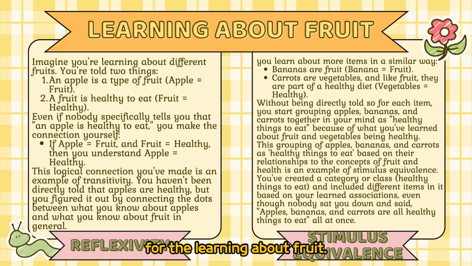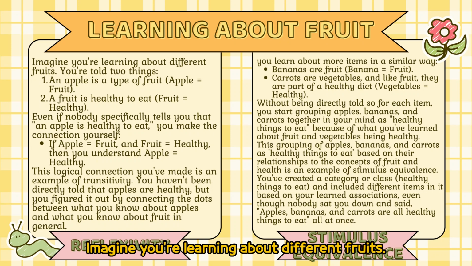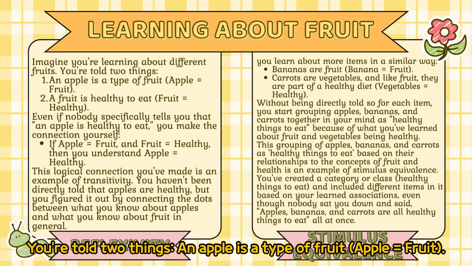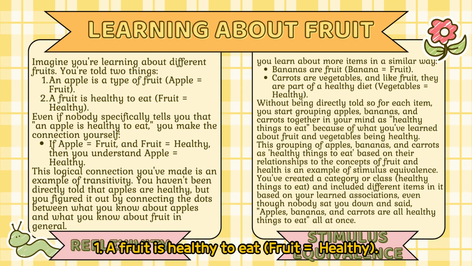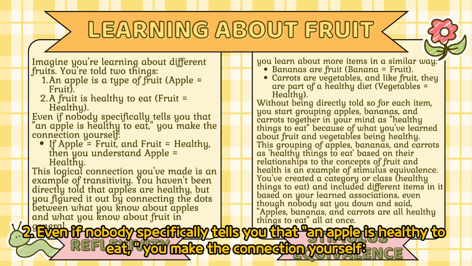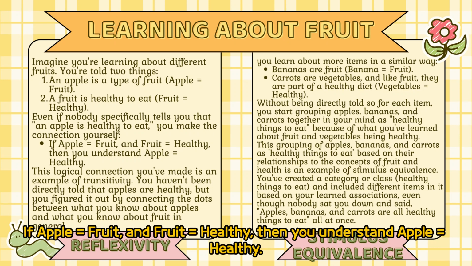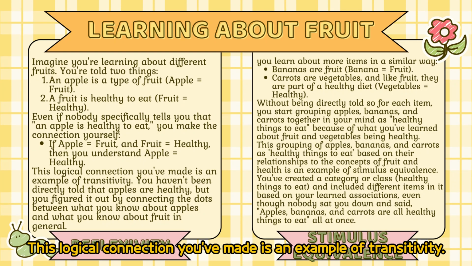For the learning about fruit, imagine you're learning about different fruits. You're told two things: 1. An apple is a type of fruit, apple equals fruit. 2. A fruit is healthy to eat, fruit equals healthy. Even if nobody specifically tells you that an apple is healthy to eat, you make the connection yourself. If apple equals fruit, and fruit equals healthy, then you understand apple equals healthy. This logical connection you've made is an example of transitivity.